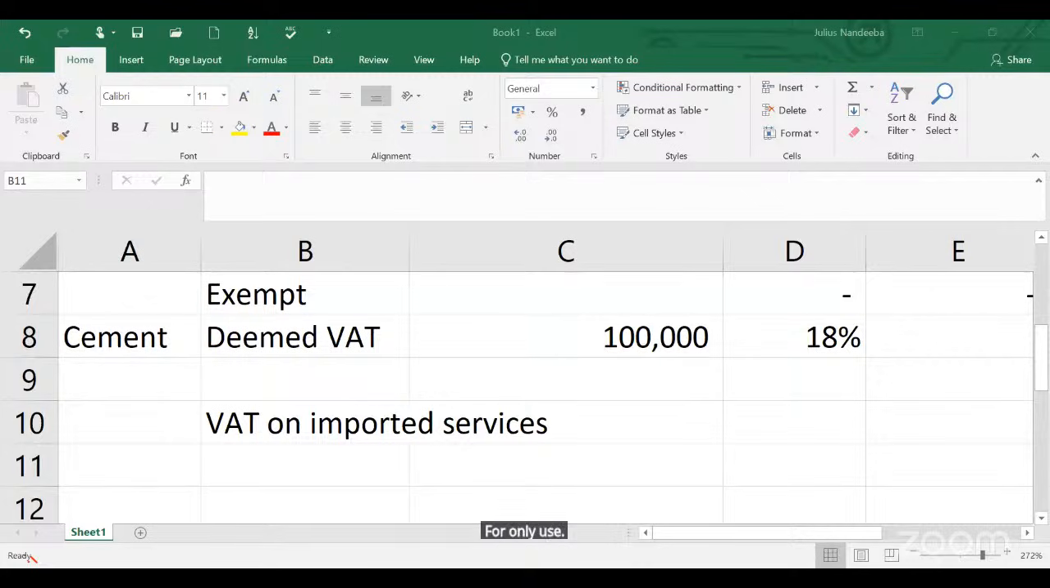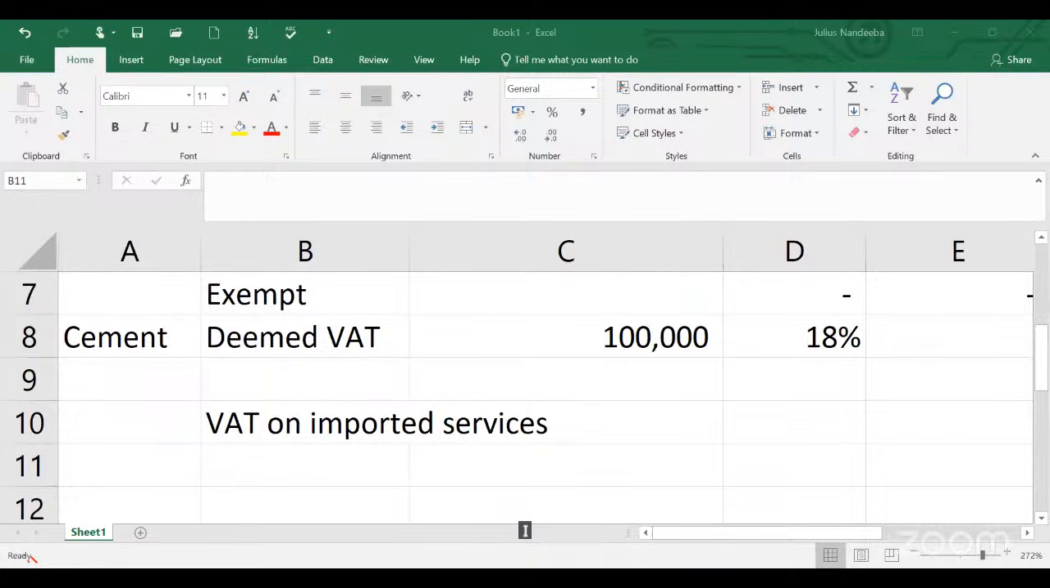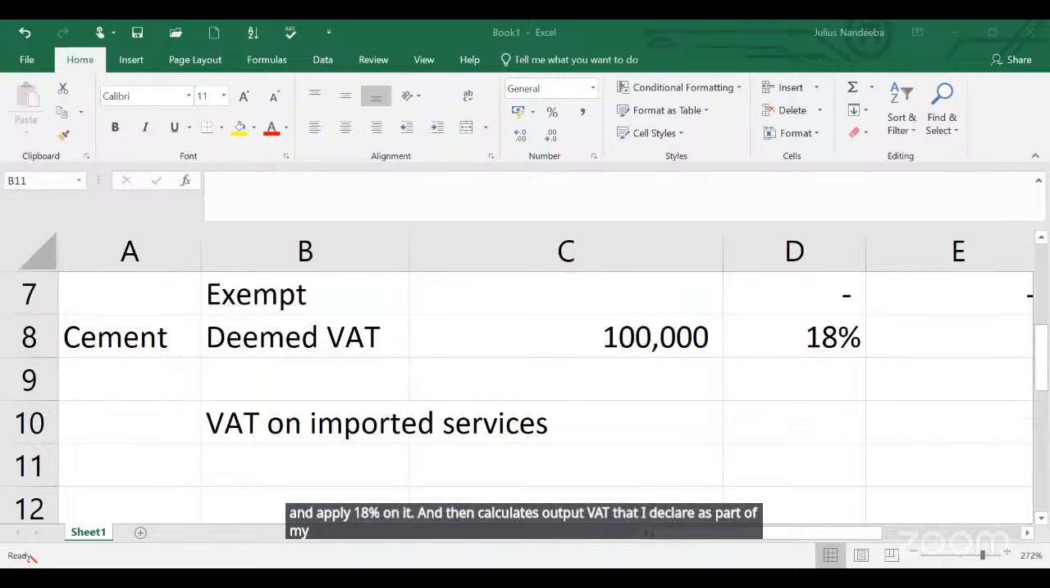The moment you have goods for own use, you are going to charge VAT on them if they are standard rated. So if I pick cement from my hardware and I have not received any money from it, but I have used it for myself, I am going to take the market price of that cement and apply 18% on it, and then calculate output VAT that I declare as part of my output VAT.